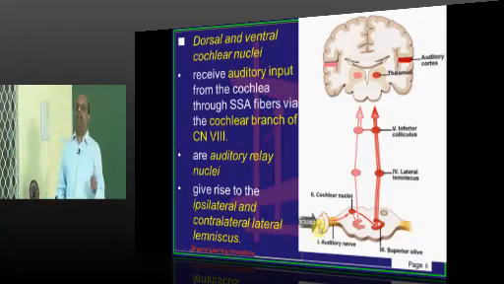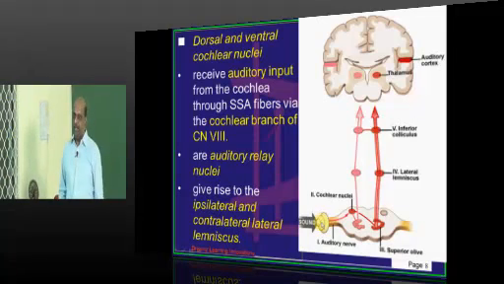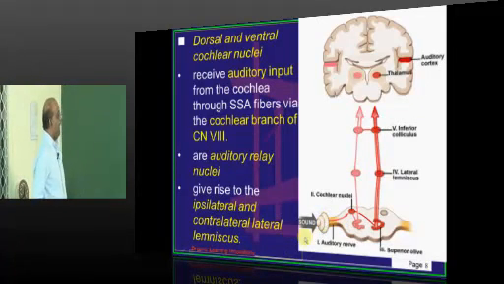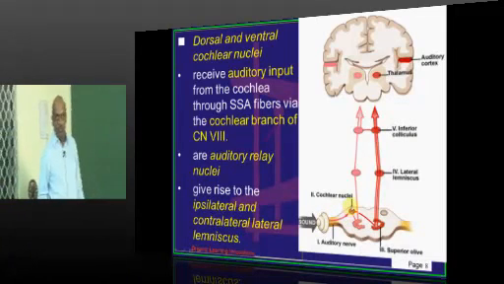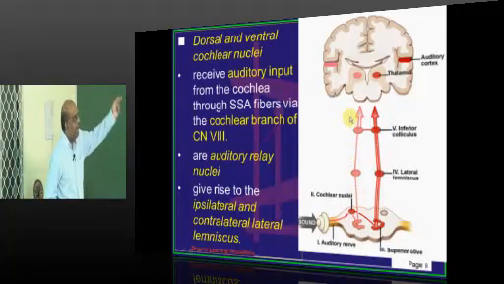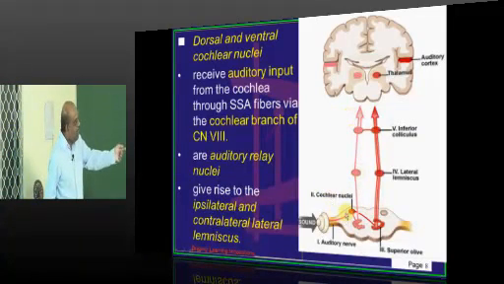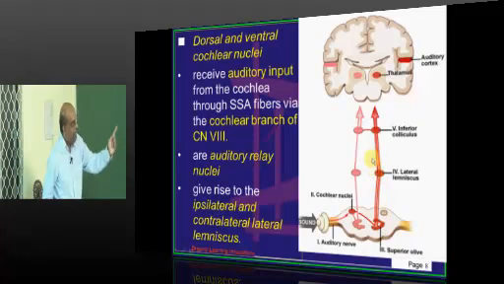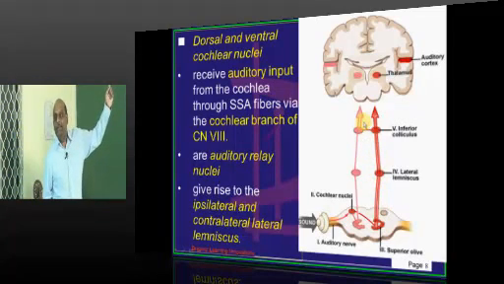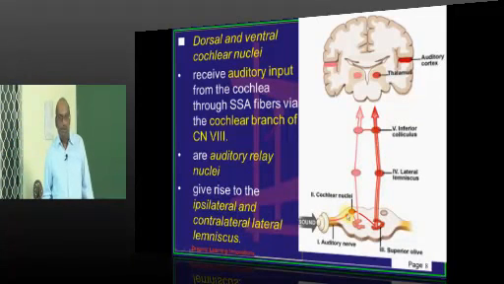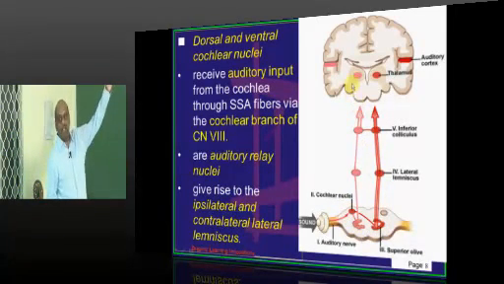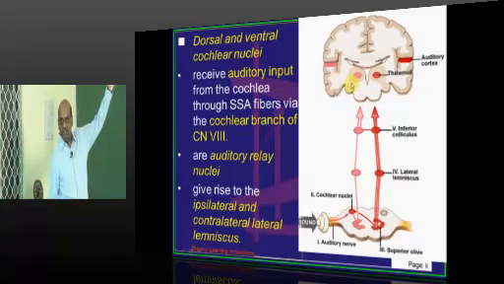So what are these cochlear nuclei basically? They are the auditory relay nuclei which are located in the pons. And what will they do? This cochlear nuclei will be giving rise to both the ipsilateral lateral lemniscus and also the fibers go contralaterally and give rise to contralateral lateral lemniscus also. So both the fibers will be originating from the cochlear nucleus, but predominantly where will the fibers be going to? Contralateral lateral lemniscus, and they will be going up, right?